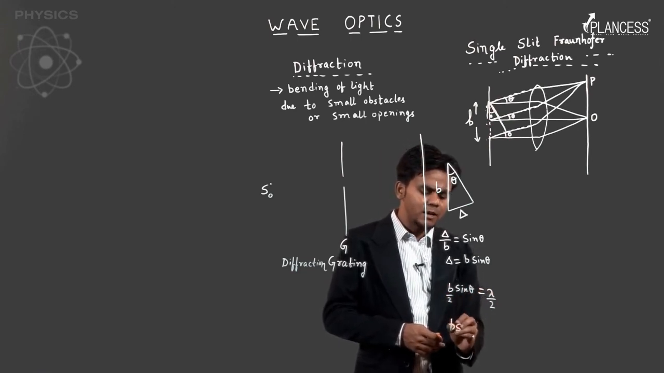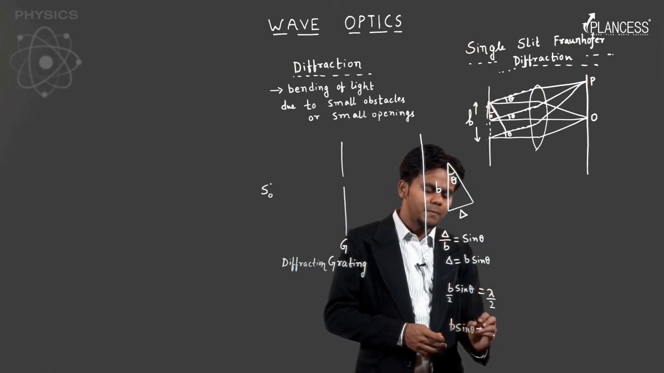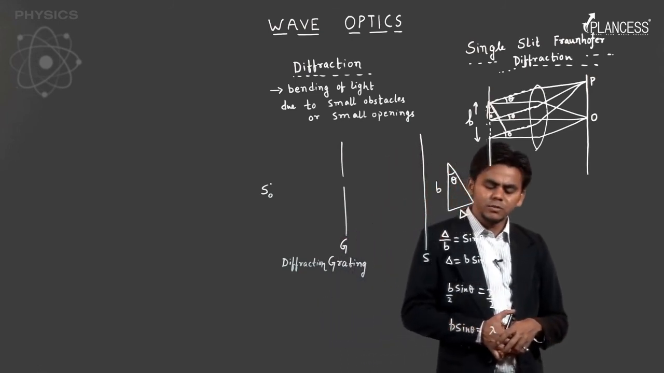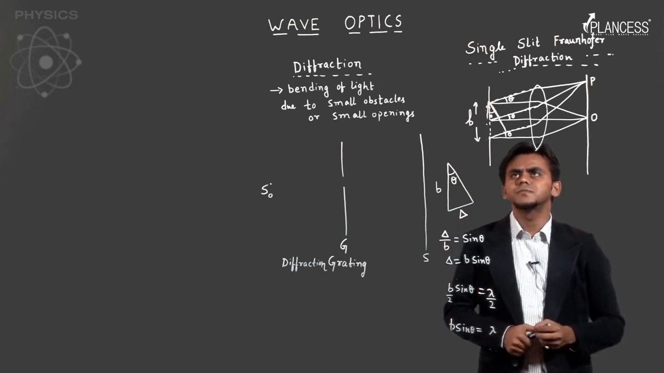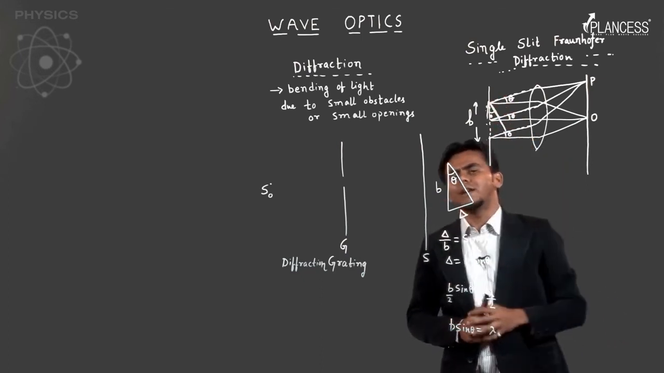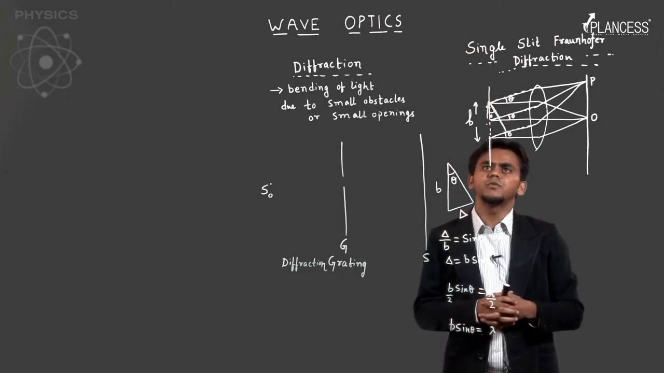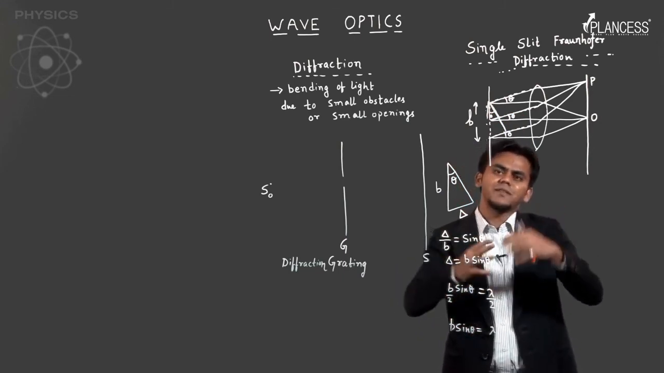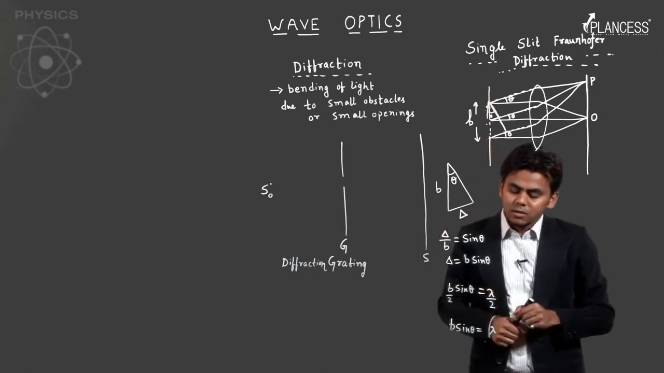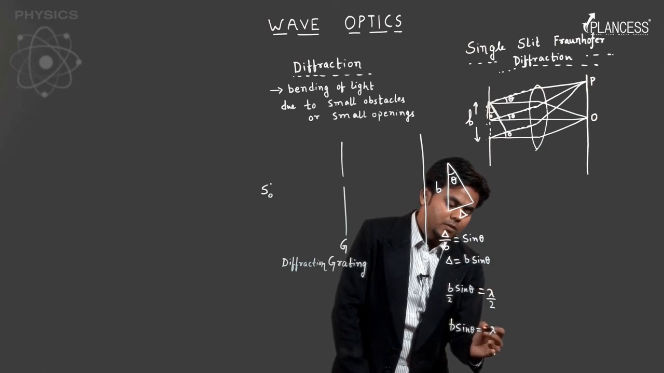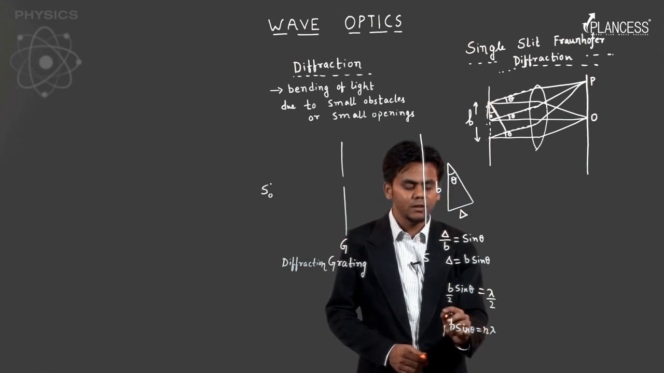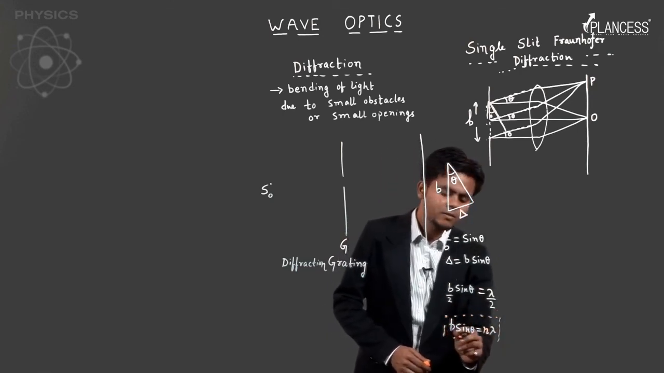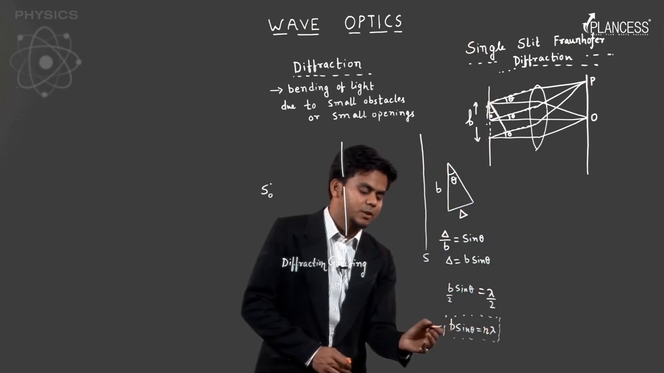So B sine theta is equal to lambda becomes the minima, first minima. Similarly, if I do the same idea, same logic, I have divided this into two halves. Now if I divide them into further more halves, what I will see is there would be n coming here, right? So for all integer values of n, I'll get a minima. This is the condition for minima.